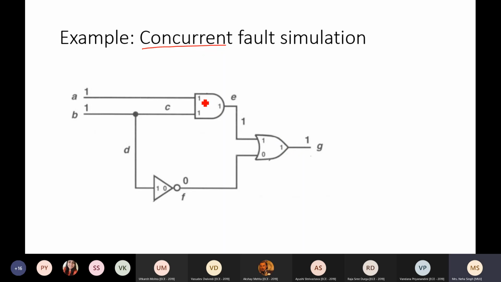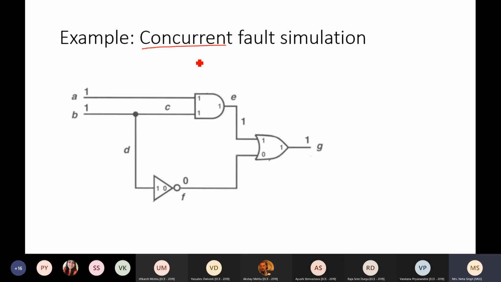For an AND gate, the actual inputs are 1 1 and the output is 1. For the NOT gate, actual input is 1 and the output is 0. For the OR gate, actual inputs are 1 and 0 and the output is 1. So these are good gates. Now we start making the library, or we start making the fault list for each of these. Let us start with this AND gate.